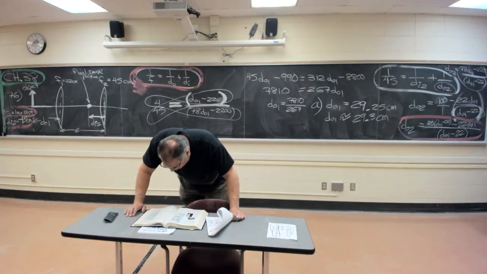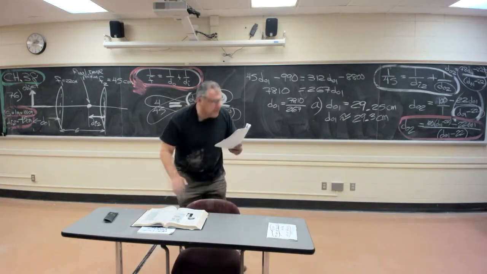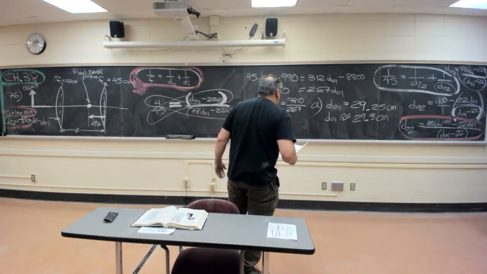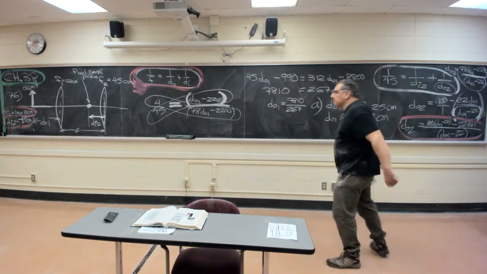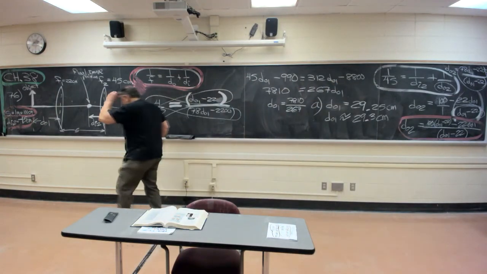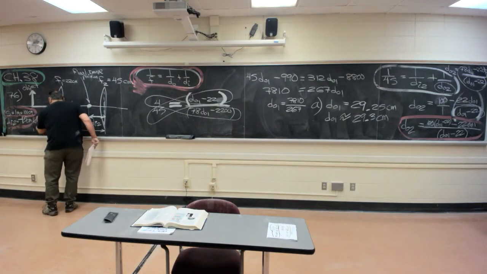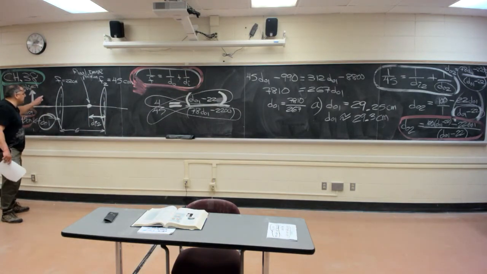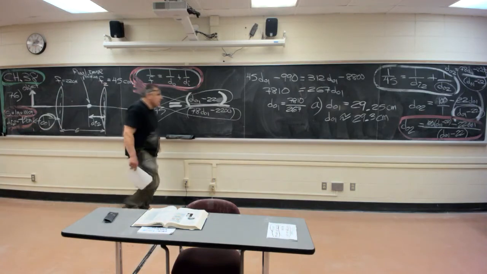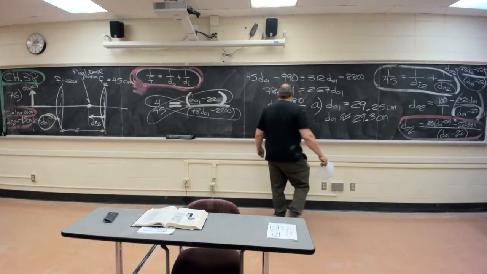The value of D01 that will result in this image position is actually a real object that's 29.25 centimeters away from the front. That's this guy right here. That's it. 29.25 centimeters in front of this, about 29.3 centimeters in front of that. Yeah, and you had to do it because you didn't know who anybody was.